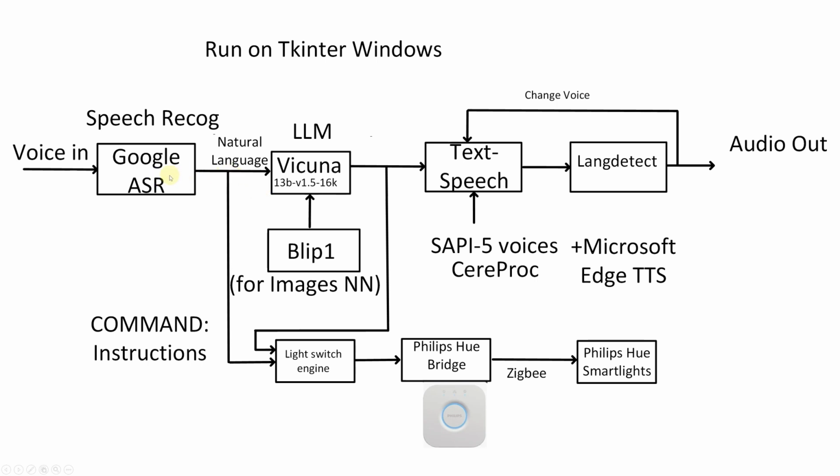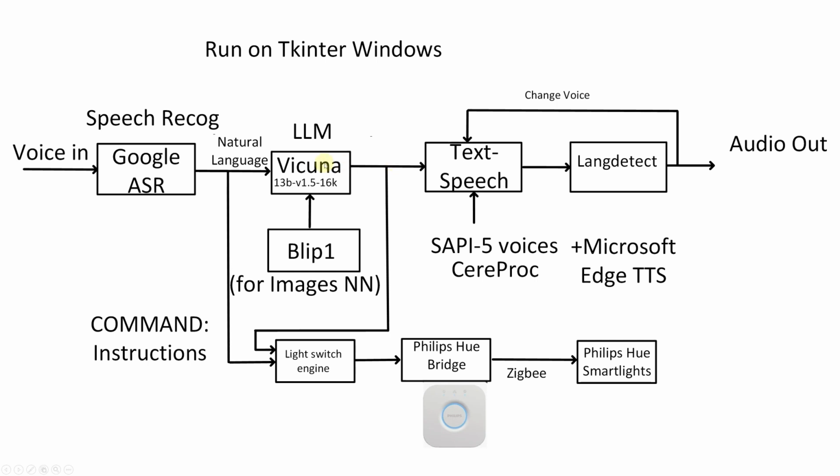But to help it along a bit, I'm using the Google speech recognition. This is one I used in translators and things in the past. So I'm using that to do the translation rather than doing it locally with the Whisper algorithm that I used before. So that goes in, natural language goes into the Vicuna, I call it the Vicuna model, which is a small large language model. Also the image thing that you've seen before, where you put an image in and it tells you about it, that goes in, but I'm not going to talk about that today because I've mentioned that before.